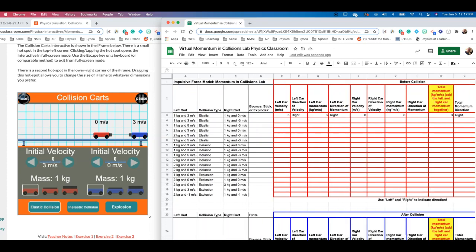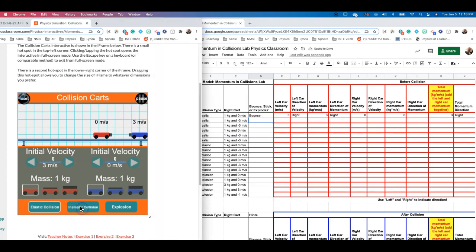There are other types of collisions. You're going to see this one is inelastic. And then we have explosion. So they want to know, do the cars bounce, do they stick, or do they explode? So if they bounce off of each other, you're going to put bounce. If they stick together, so let's go to inelastic collision. Let's run the same thing again and see what happens.